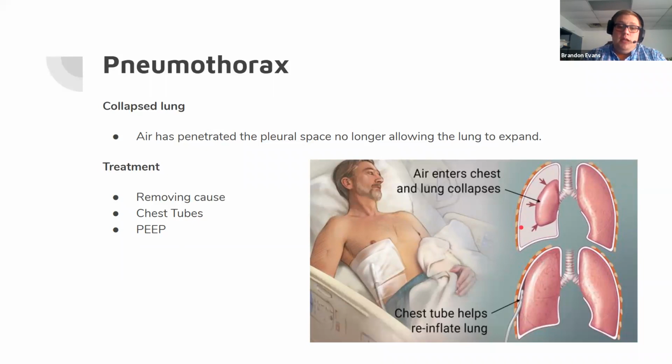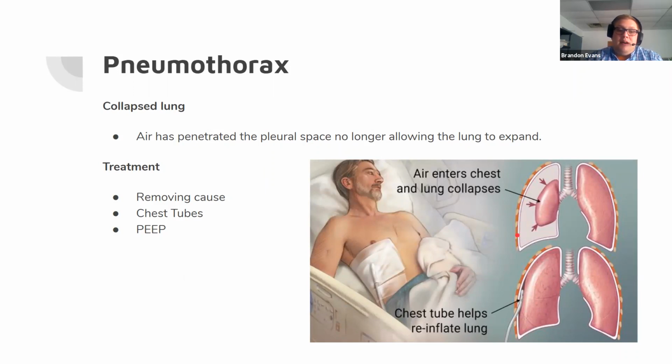Treatment for this would be, first off, if there's a physical impalement or something like that, we would want to remove that. And then on top of that, we would probably be using chest tubes, which have a vacuum pressure, which will cause a negative pressure in this pleural space and allow the lung to reinflate on itself.